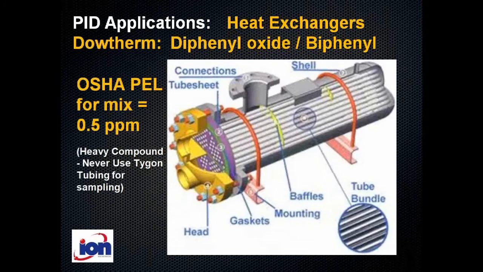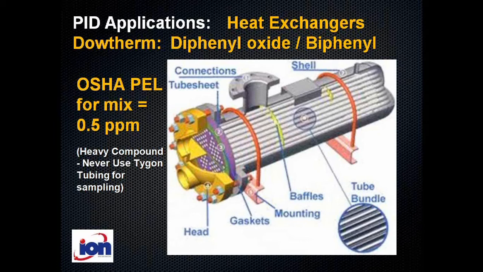Heat exchangers: these components, Dowtherm is a good example, diphenyl oxide and biphenyl, about a 50-50 mixture of these two. The OSHA PEL for this is 0.5 ppm, so you need a good sensitive detector to measure these things. One issue with measuring them is that these are heavy components, and so they tend to absorb onto any tubing. This is a general phenomenon. You can't put an extension tubing made of Tygon tubing or rubber hosing onto a PID and expect it to measure the components in there because they can be absorbed onto the tubing.